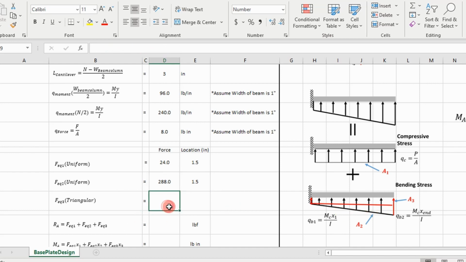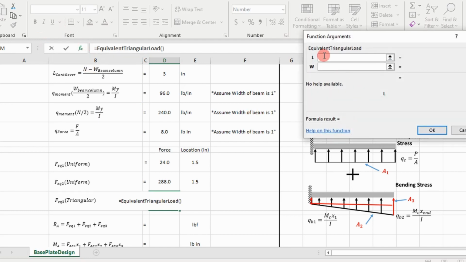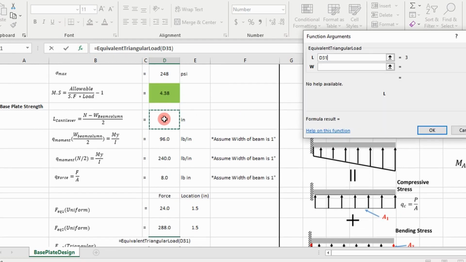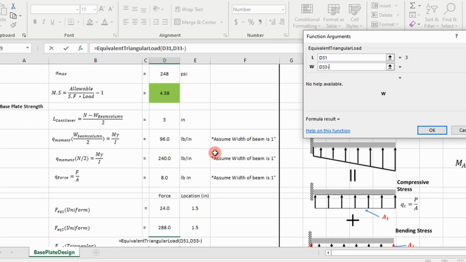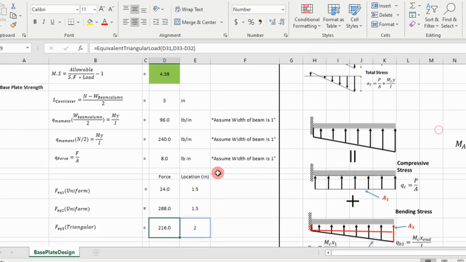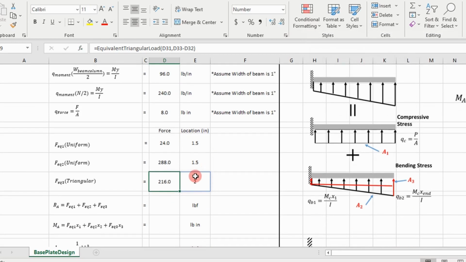So the function is going to be equivalent triangular load. The length over which it acts is 3 inches, and then the line load value is actually going to be the difference between this point line load right here and this line load at the beginning, because we just want this area. We already took into account this uniform area. So that's simply going to be 240 minus 96, and it acts at 2 inches from the base.